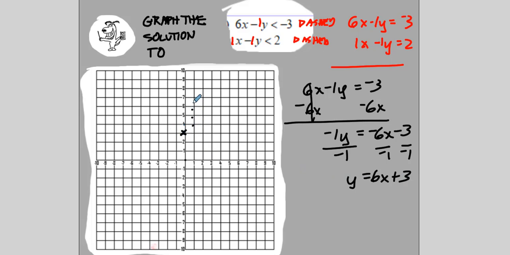1, 2, 3, 4, 5, 6. Let's go back 1 and down 6. Back 1, 1, 2, 3, 4, 5, 6. That's dashed. I think we can maybe get one more in there. Back 1, 1, 2, 3, 4, 5, 6. So now we draw a dashed line through there.